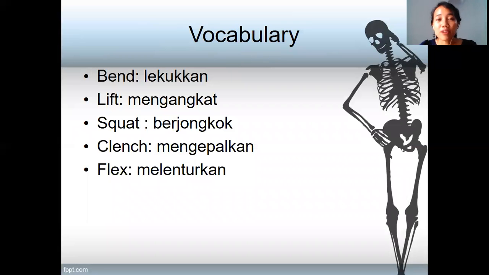Next is about the vocabulary that I list. Maybe this vocabulary will be important for you to make other words. For example, like squat, clench, flex, something like that. Artinya mengepalkan, melenturkan, dan lain sebagainya. You can also find in the internet or in other resources in your book other vocabulary.